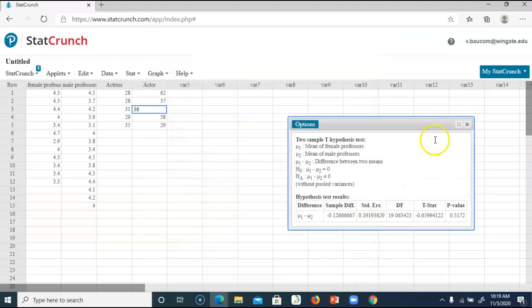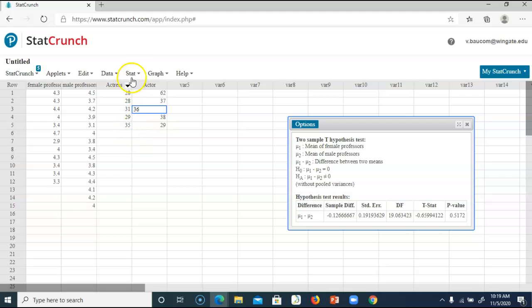and then I'm going to compute. And so here you see that my test statistic and my p-value are provided. That should match up with what we've already found. And so that's how you can find this from your StatCrunch.